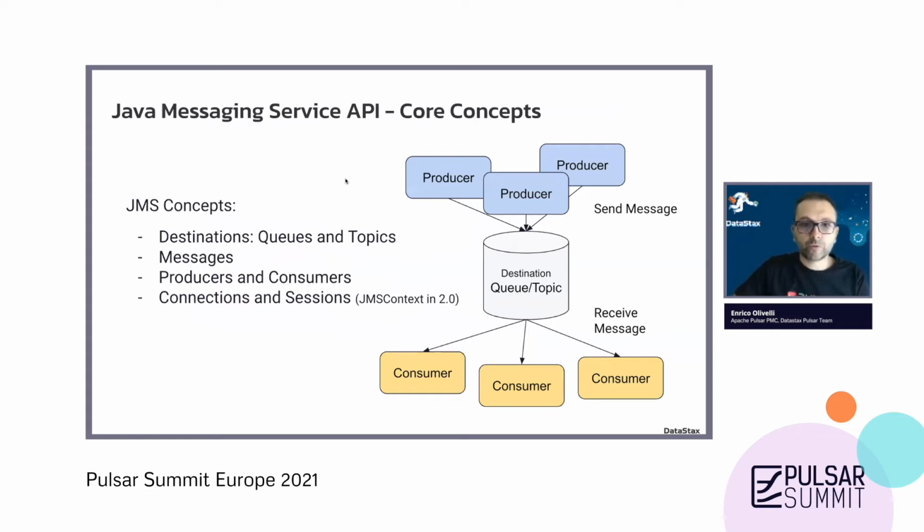So the core concepts of the JMS API are very simple. You have destinations, so queues and topics, that are sequences of messages. You have messages that contain data, and you have producers and consumers that write to or read from the destinations. And you have connections and sessions, or JMS context in the 2.0 API. A connection is a physical connection to the JMS broker, and the session is a sequence of operations on the destinations, usually collected inside a transaction.